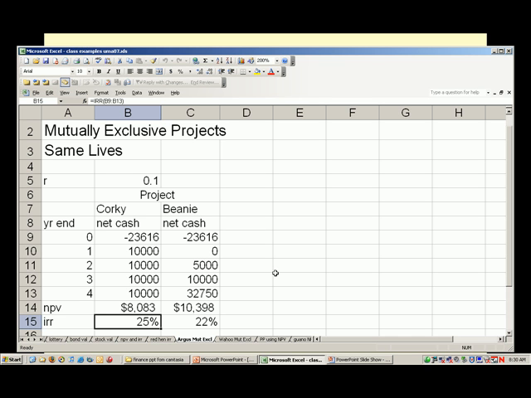The second reason for the different rankings has to do with the sequence of cash flows in Corky versus Beanie. You can see that the project Corky generates good cash flows in years 1 and 2, in the early years of the project, whereas to get good cash flows from Beanie, you have to wait really until years 3 and 4.